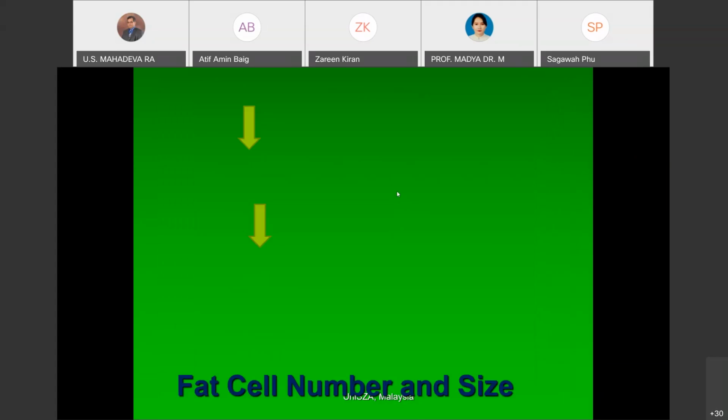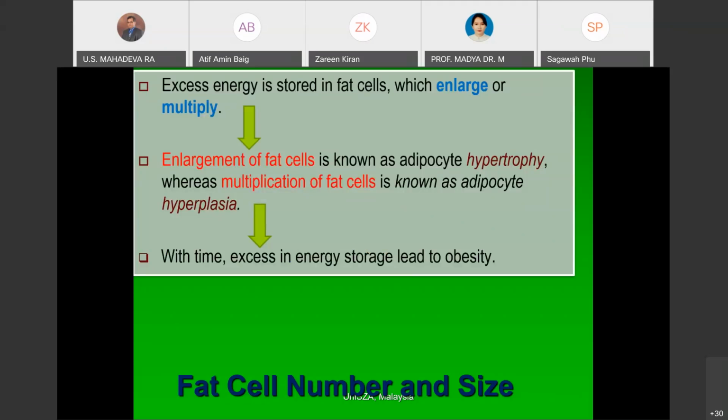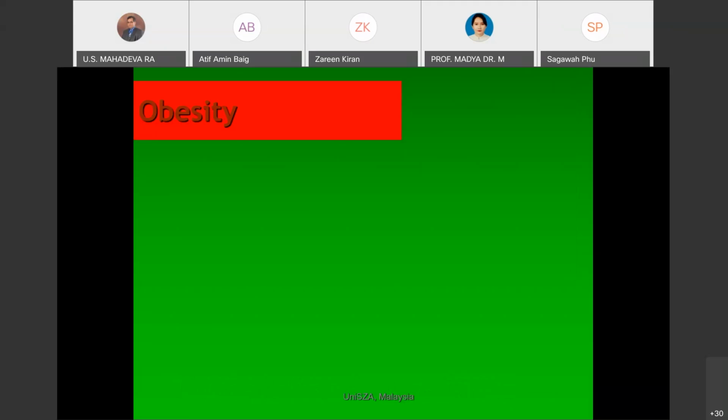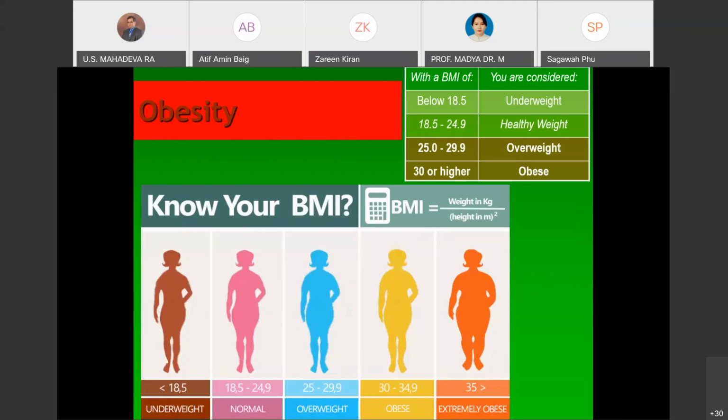So the excess fat, what I mentioned in the previous slide, will be stored in the adipose tissue in two different ways. One, it can increase the size of adipose tissue, or it can multiply the number of cells in the adipose tissue. So here, this is hypertrophy and hyperplasia. The enlargement is called hypertrophy and the multiplication is called hyperplasia. So these are all the general things about that.